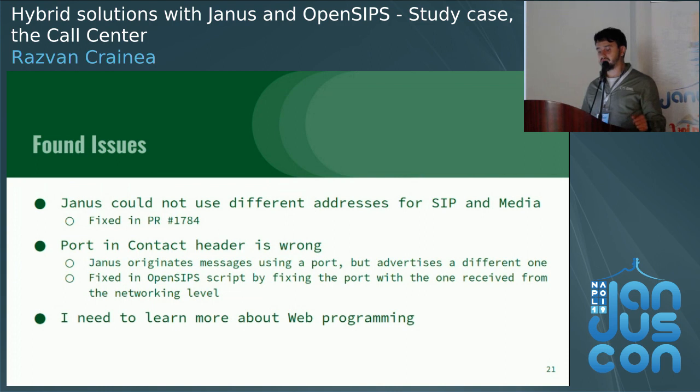Another issue that I found is that the port in the contact header is wrong, so sequential messages were not hitting Janus. That's because although Janus was originating traffic from a port, it was advertising a different port. That's probably related to the SIP module, and luckily we can easily fix that in OpenSIPS using fix_nated_contact. And another issue that I found is that I really need to learn more about web programming, because it doesn't look as simple as I thought it was.